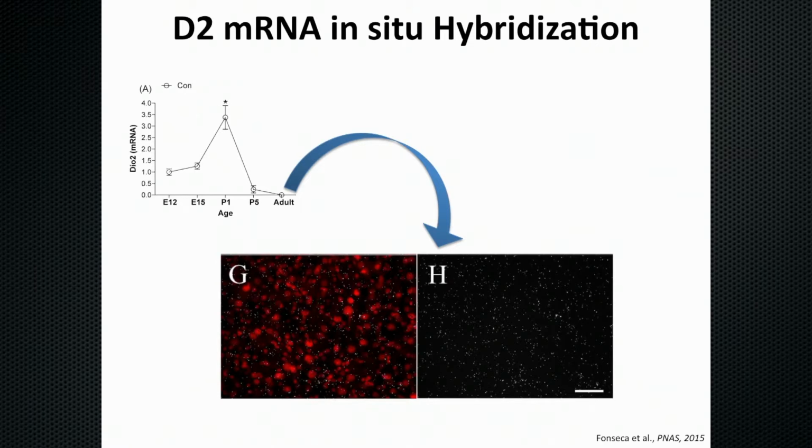But if you then take adult liver, which does not have detectable D2 mRNA, and you do in situ hybridization, you can see that the sky has gone dark.